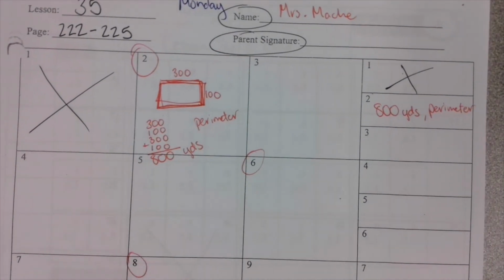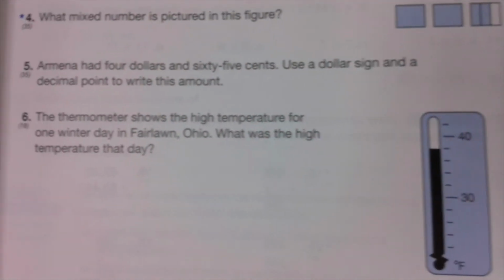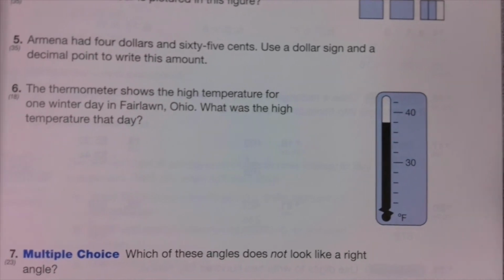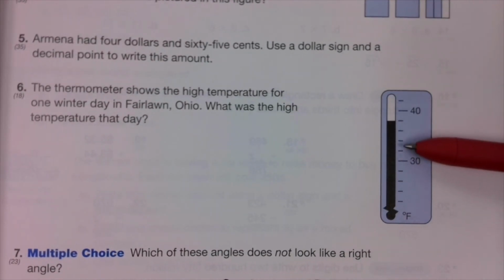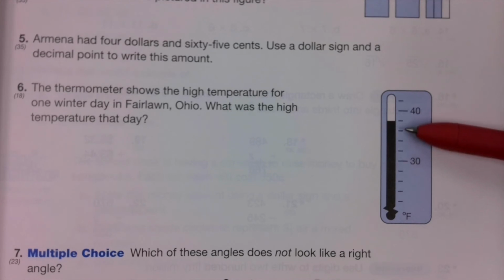Excellent. Number 6. The thermometer shows the high temperature for one winter day in Fairlawn, Ohio. What was the high temperature for that day? Remember, our thermometers count by 2, so 30, 32, 34, 36, 38 degrees Fahrenheit.